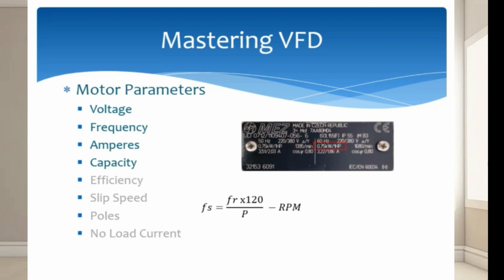Then we see the capacity. So this motor is 0.75 kilowatt, which is equal to 1 horsepower. Then we see the current. It's written 3.22 or 1.86. But the question is which one to select. So if we go back to the voltage, and in case our connection is delta type and we pick the voltage to be 220, then the right selection will be 3.22 amperes. And in case of star connection, our rated voltage will be 380, then the right selection for current will be 1.86 amps.